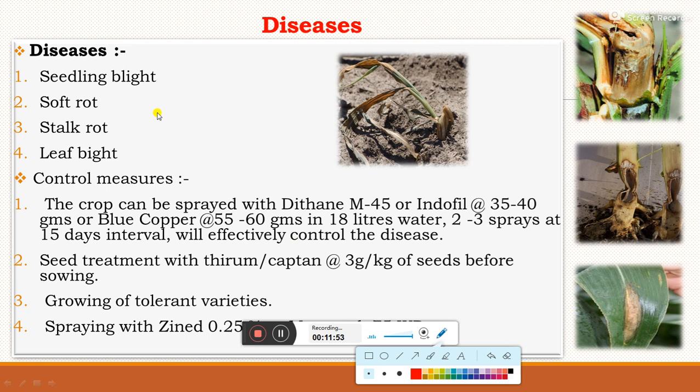In case of maize, there are different types of diseases: seedling blight, soft rot, stalk rot, and leaf blight. In the control measures of these diseases, the crop can be sprayed with Dithane M-45 or Indofil at the rate of 35 to 40 grams, or blue copper at the rate of 55 to 60 grams in 18 liters of water. 2 to 3 sprays at a 15 day interval will be effective for control of disease. Also seed treatment with thiram or captan at the rate of 3 grams per kg of seed before sowing, growing tolerant varieties, and spraying the crop with Zineb 0.25%. These are the different types of diseases and their control measures.